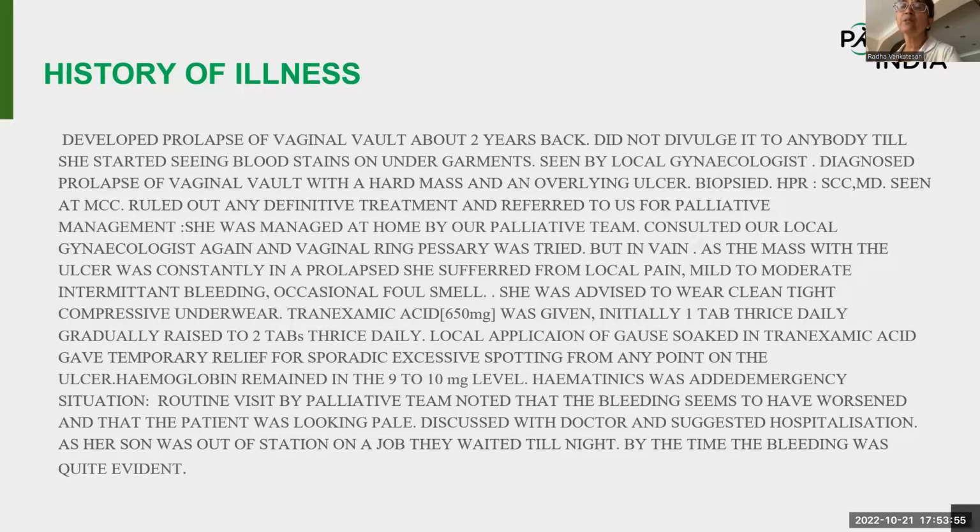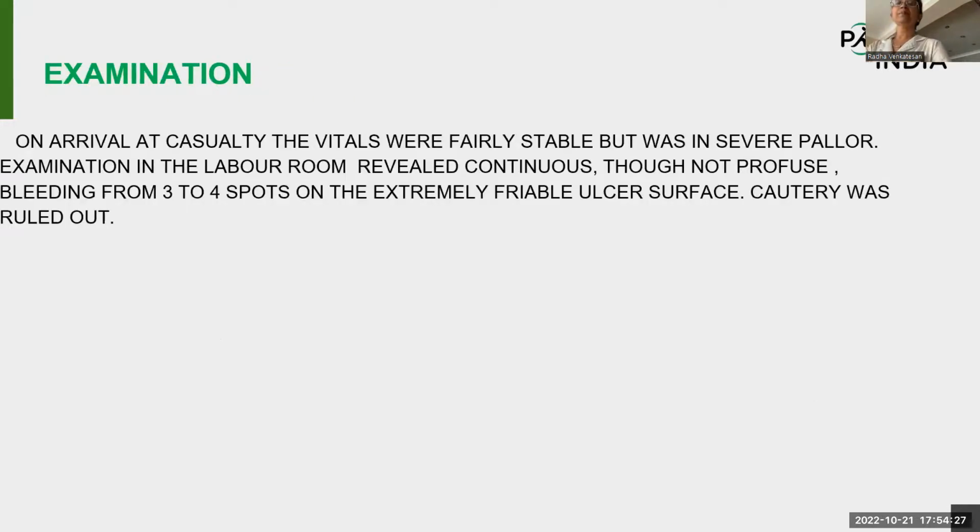And then there were episodes of sporadic spotting from the ulcer. And the hemoglobin was staying between 9 and 10 milligrams. Hematinics were also added on. A routine visit by the palliative care team noted that the bleeding seemed to have worsened and that the patient was looking pale. They discussed with the doctor and suggested hospitalization. As her son was out of station on a job, they waited until that night, and then the bleeding was quite evident. So, next slide.